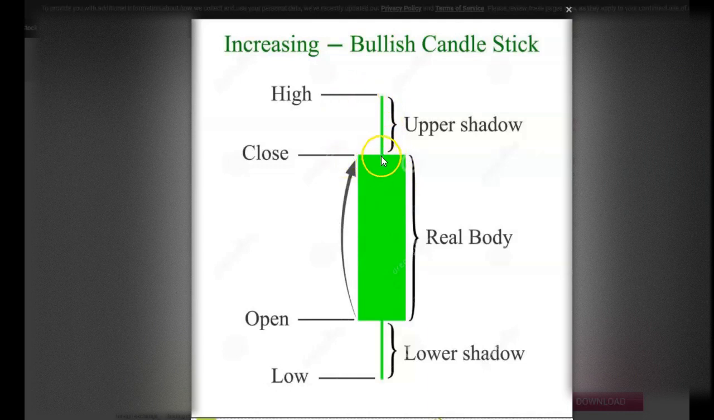This part is where it closed. This is the upper shadow, the wick or the pin. This is what they call the real body. This is where it opened, and this is how far it went. This is how low it went. Okay, and of course they call this the lower shadow or the wick or the pin. And this is just what a bullish candlestick looks like.